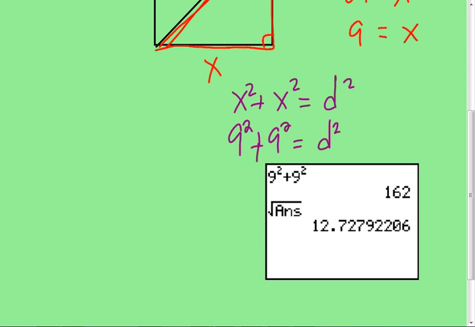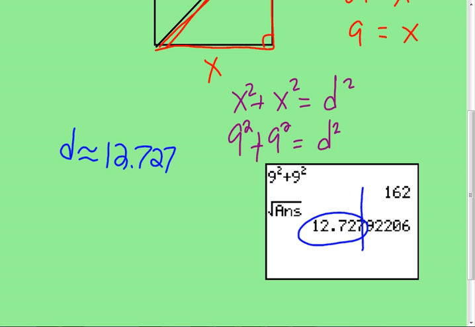Now, I want to see you go to 3 places. Just get you in the habit of 3 places. 12.727. So D is approximately that. Now, if you see the word approximately, that means you're going to use your calculator. You may have to use your calculator anyway, but you're going to get an approximate answer.